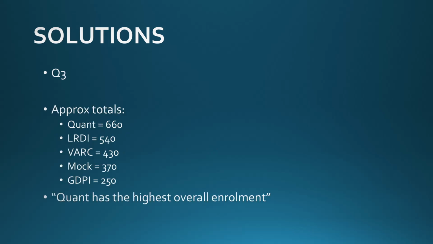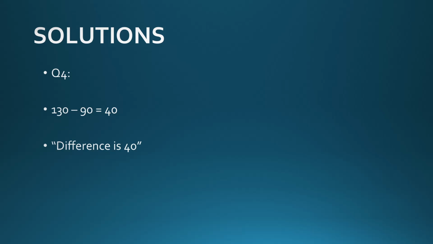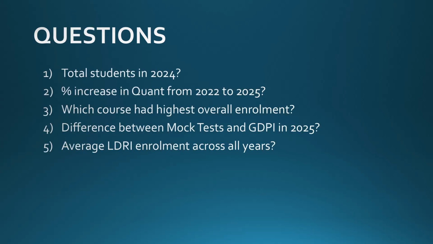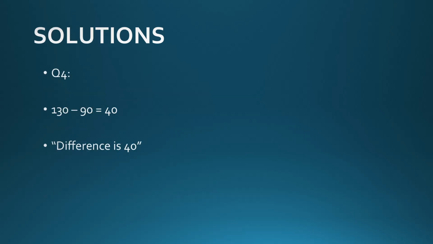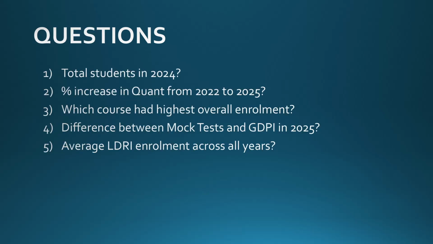What is the third question? Which one has the highest overall enrollment? So if we look, approx totals: quant is 660, LRDI is 540, VARC is 430, mock is 370, and GDPI is 250. So 660 is the highest, quant has the highest overall enrollment. Question 4, difference between mock test and GDPI in 2025. It's a direct question. 130 minus 90, 40. So difference is 40.